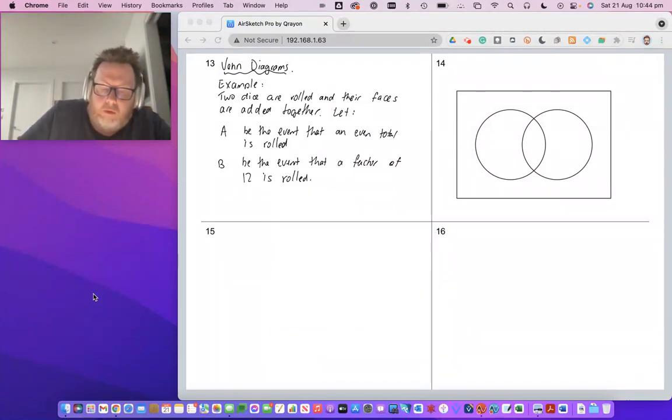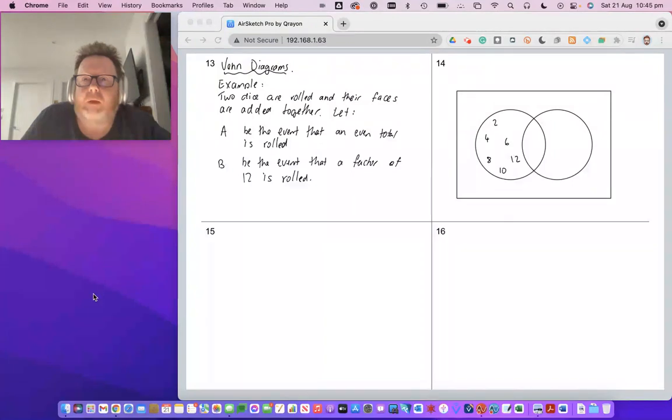So here we go. I'm going to look at event A, and I'm going to construct it in a bit of a weird way. Just for those of you who know Venn diagrams, what I'm doing is a little bit weird, but there's method in my madness, and hopefully it'll make sense as I go along. So let's look at event A. A is the event that an even total is rolled. So I roll two dice. I'm going to get a 2, a 4, a 6, an 8, a 10, or a 12. That's the even ones.